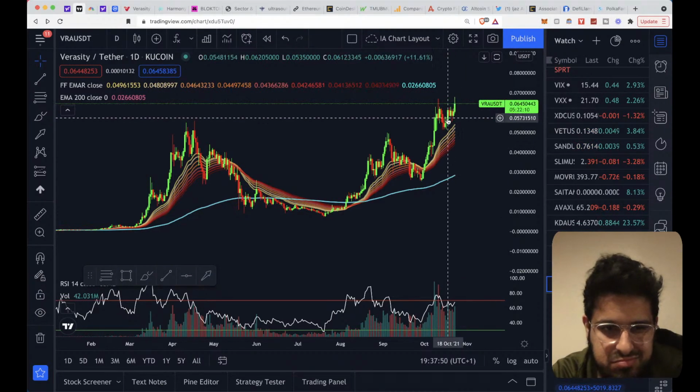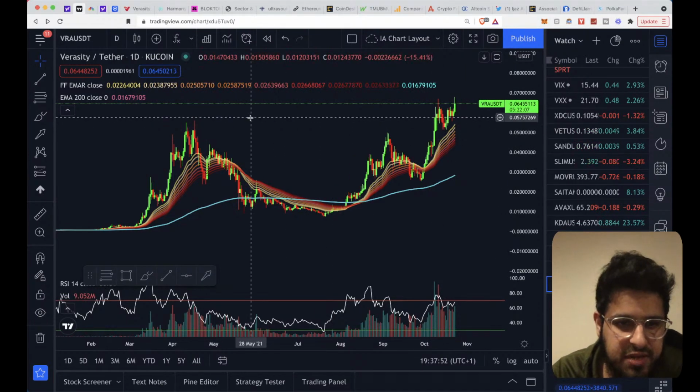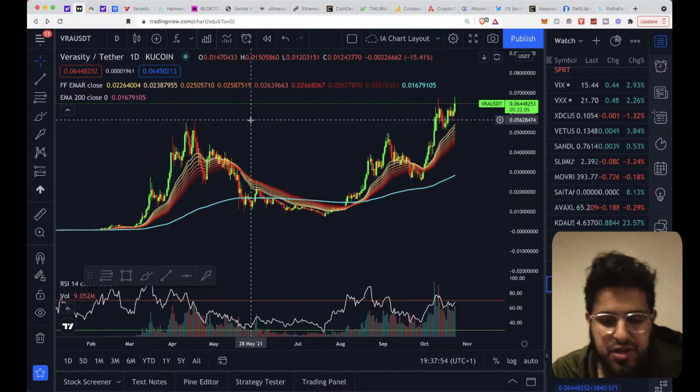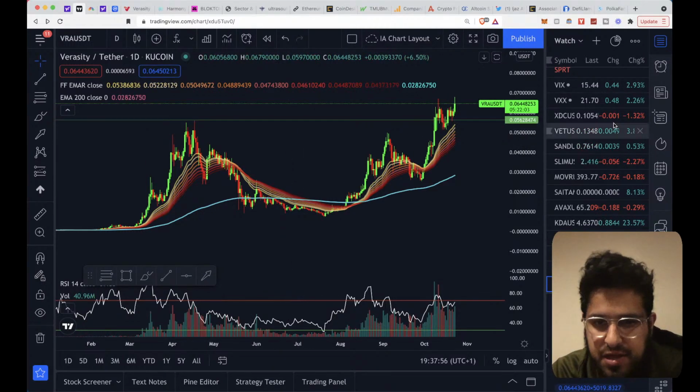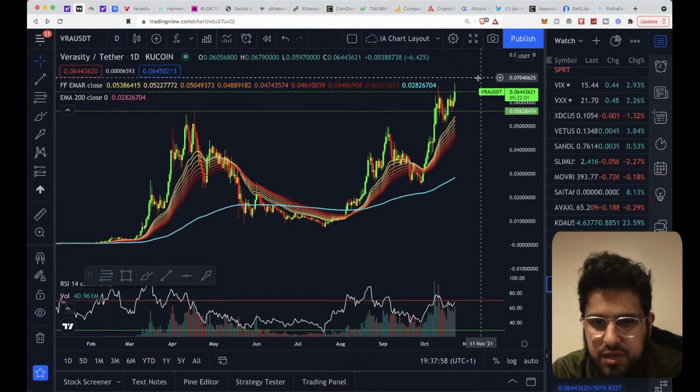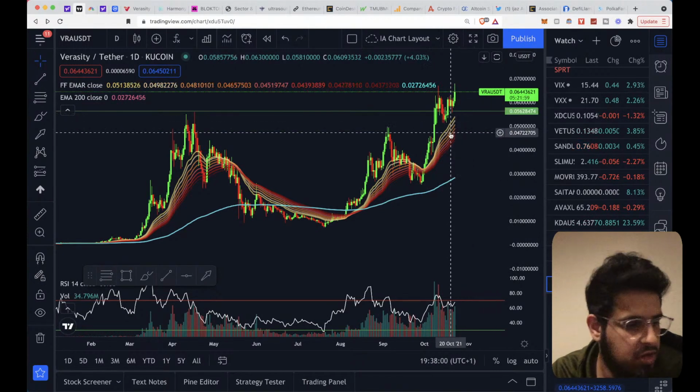Entry point. I wonder if we're going to come and retest at these levels. We might not. We might need to start buying in a little higher. I wonder if we're going to get a little bit of a retest back down and a cooling off.